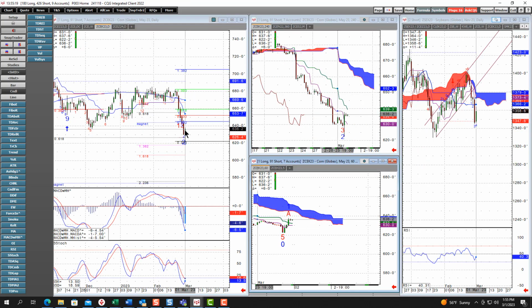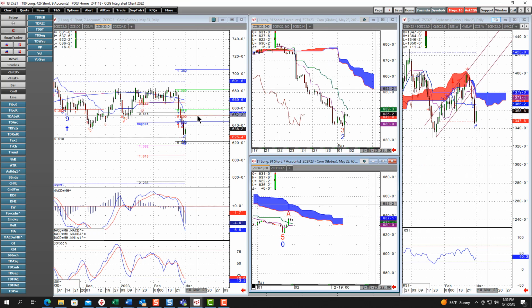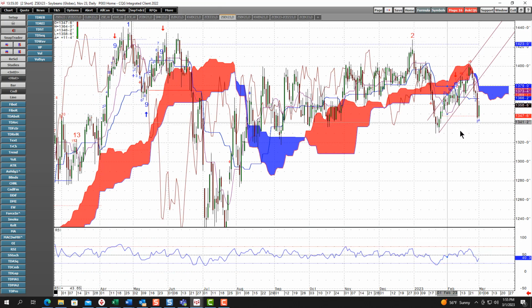if we do get there. I don't think that this move is done. I think we're going to maybe bounce a little bit and then turn around and rip lower. There's nothing down here that tells me that we should be looking for higher prices.